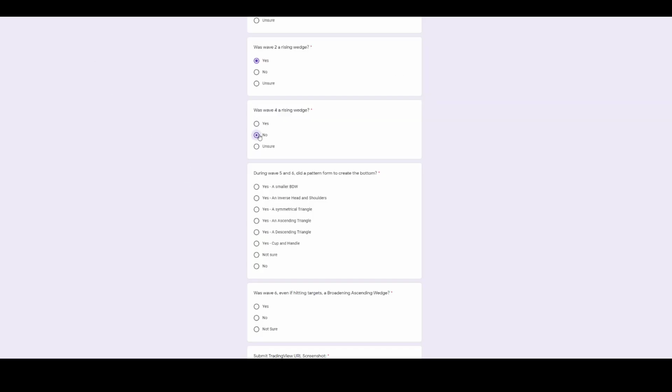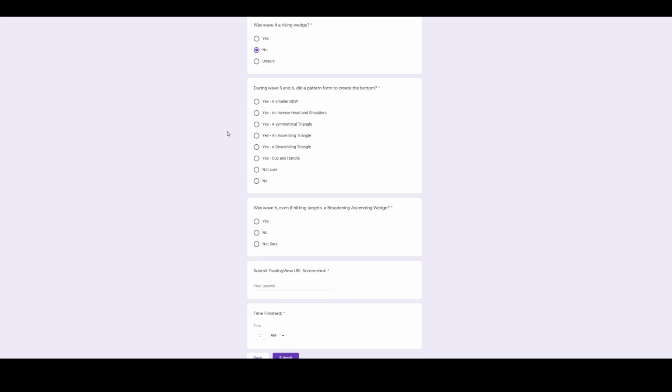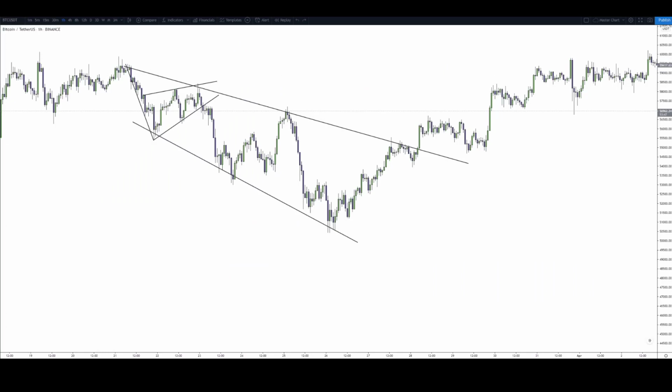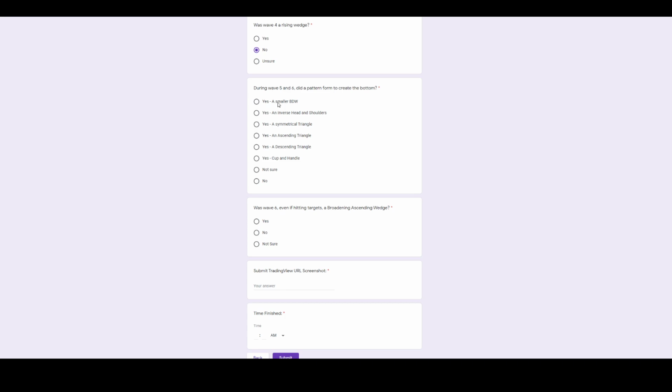Alright. During wave 5 and 6, did a pattern form to create the bottom? So this is wave 5 here, this is wave 6. To create the bottom, did we have a pattern here? So we've got one here. It's a little bit sloped, but it is here, the inverse head and shoulders, right? So yes, was there a smaller broadening descending wedge, an inverse head and shoulders, which is ours, or one of the triangles, or a cup and handle, and go from there.